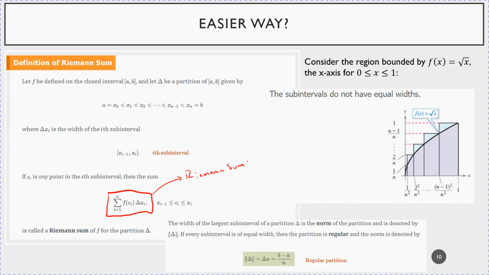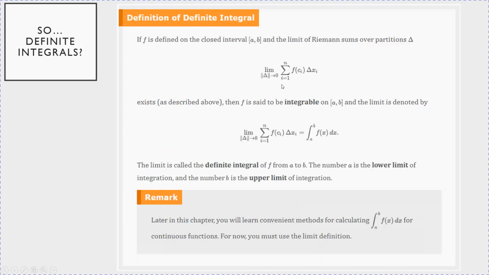It is denoted by this double line, or the magnitude of delta here. If every subinterval is of equal width, then the partition is regular, and the norm is just b minus a divided by n, which is what you've noticed I've been using. But here again, we're not going to use equal width rectangles. Then you can evaluate this limit using what's called a definite integral, which is what we're going to spend the next lecture on. So if we let f be defined on the closed interval from a to b, and take the limit of the Riemann sum over partition delta, remember this right here is the width of the largest partition.